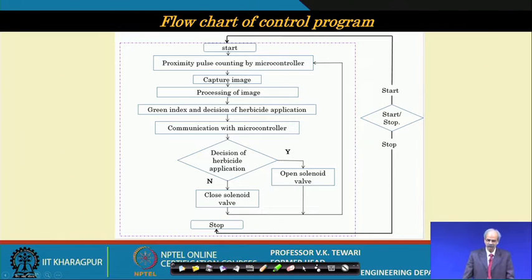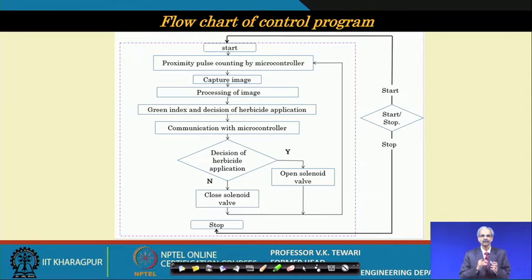Well, flowchart of this control program. Well, if I put the whole thing that I discussed here into a form of a flowchart, you can see there that there is a start of this proximity pulse counting by microcontroller. So, it controls the microcontroller, and proximity pulse is controlling how many pulses it has taken, what is the image that it has captured, then the image is being processed, then green index and decision of herbicide application is taken subsequently, as we have given the formula in the code of that. Then the communication with the controller.